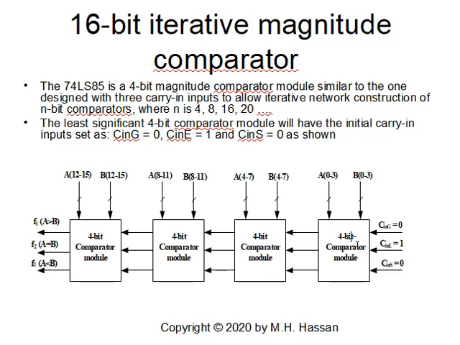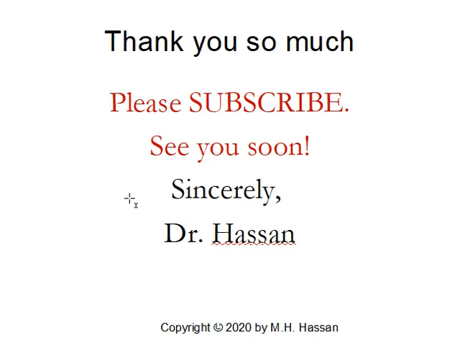So the first chip will handle the least significant bits, which are A0 to 3, B0 to 3. Those are the inputs. Then we have the next significant bits, which are 4 to 7, then 8 to 11, then 12 to 15. So A will be a 16-bit number, and B will be a 16-bit number as well. This will be a 16-bit iterative magnitude comparator using the 74LS85. This will be the end of this lecture, binary magnitude comparator.